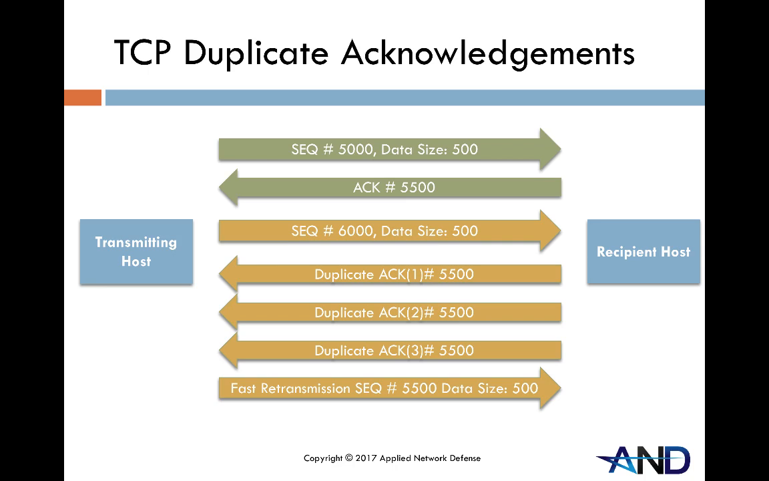And in this case, you'll see the fast retransmission has the missing segment with the sequence number of 5500 and a data size of 500 bytes. So you see that fits the gap nicely between our sequence numbers of 5000 and 6000, wherein all these packets are sending 500 bytes. So the key takeaway here is, again, this is on the recipient host. When it detects it's missed a segment in the sequence, it will send duplicate acknowledgements, which are exact copies of previous acknowledgements that it's sent, in order to spur the transmitting host into sending a fast retransmission.